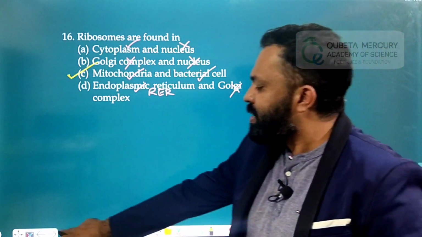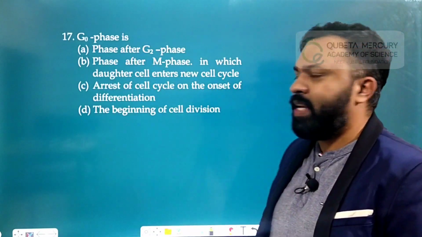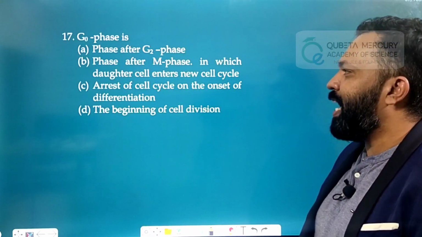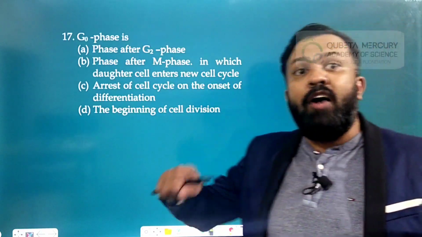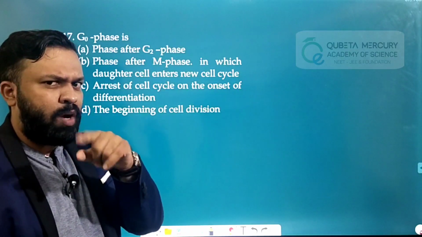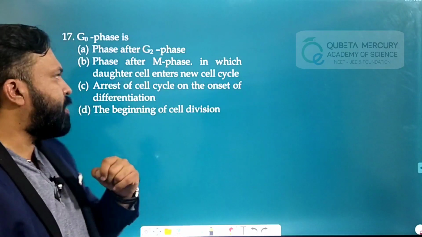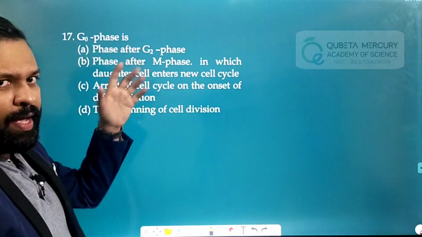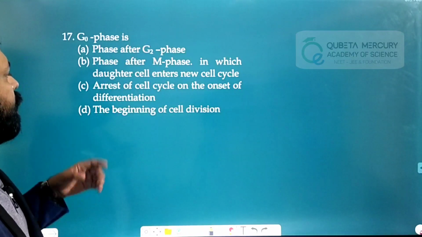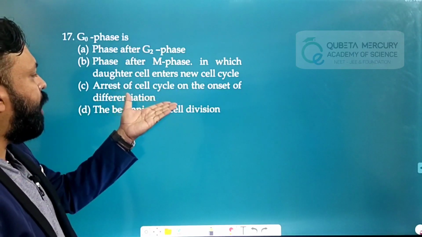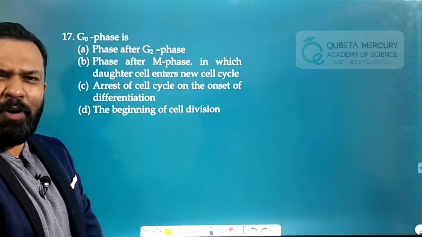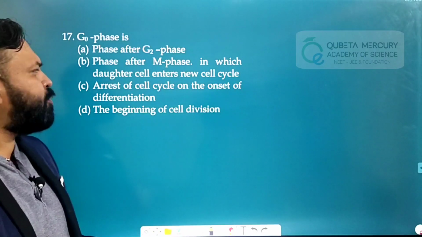Okay. Let us see the next question, question number 17. The G0 phase, the quiescent phase is: phase after G2 phase, you just assess yourself which phase will be after G2 phase, okay? Phase after M phase, in which daughter cell enters new cell cycle, arrest of cell cycle on the onset of differentiation, and the beginning of the cell division. Yeah, of these options, which will be the G0 phase?